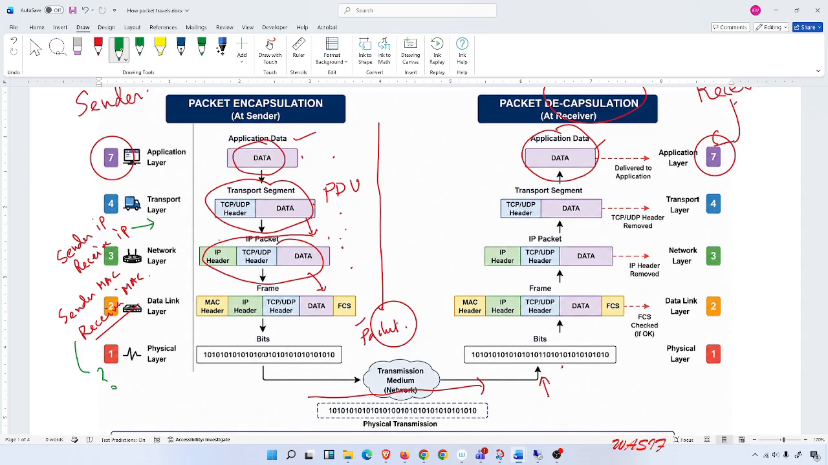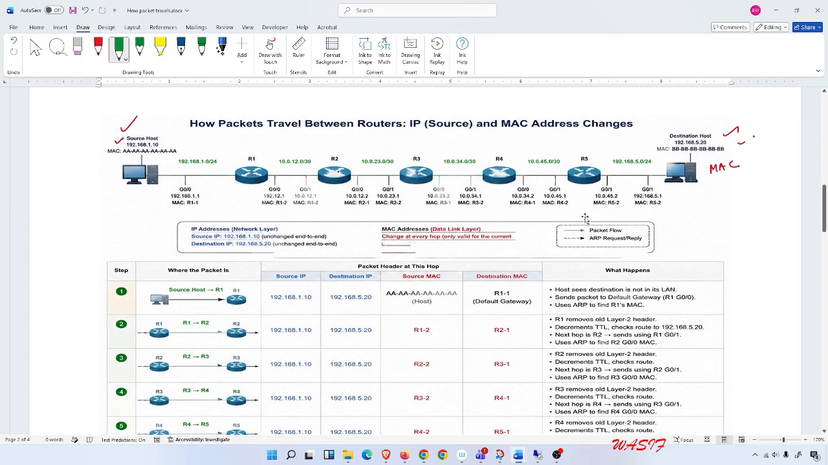For example, if you don't know Google's IP address, just open the CMD, do nslookup, and type www.google.com. You will be able to see Google's IP address. So knowing the receiver's IP address is not a big deal, but you will never be able to know the receiver's MAC address. Now let's come here.